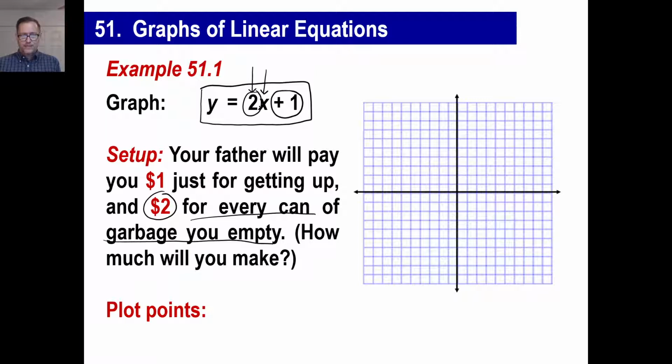So obviously the answer is, how much money are you going to make? Now that's the y. I'm going to make $2 times the number of cans, and then my dad says, just for getting out of bed, he'll give me $1, okay? So there isn't one answer to this equation. It depends. The value of y, how much money you're going to make, depends on the value of x. It's not the value of this, that's always 2. It's not the value of this, that's always 1. What changes the value of y is how many cans of trash you empty.